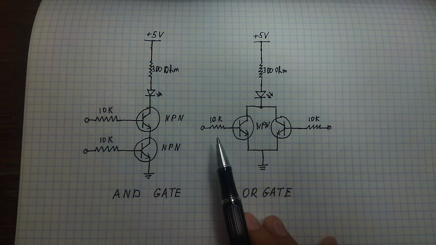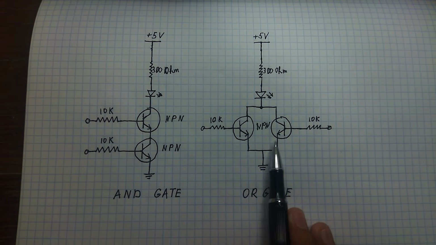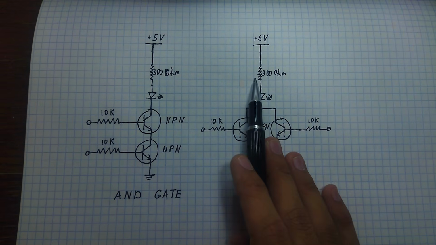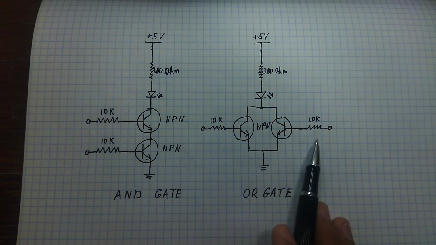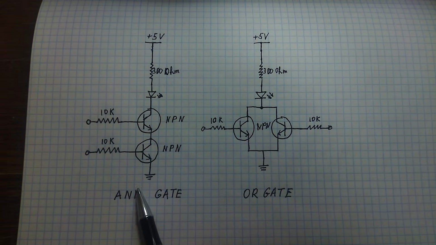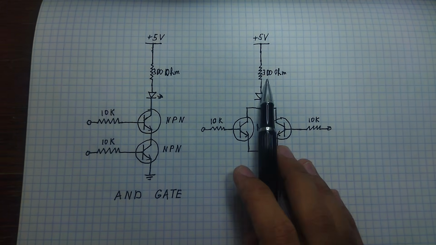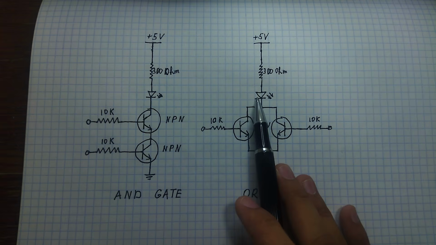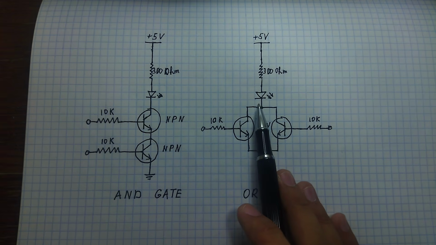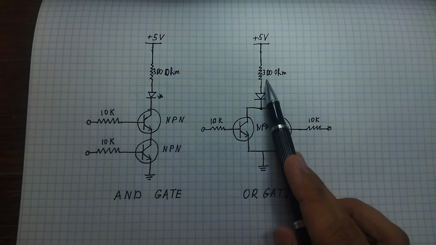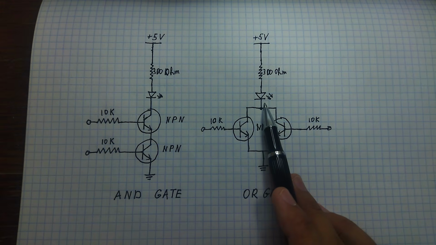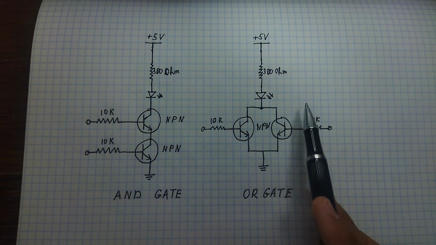In OR gate, we put two transistors in parallel. These resistors are used to limit the current in both AND gate and OR gate. 300 ohm is used to limit the current flowing through the LED. So this resistor is used to protect the LED from burning out.